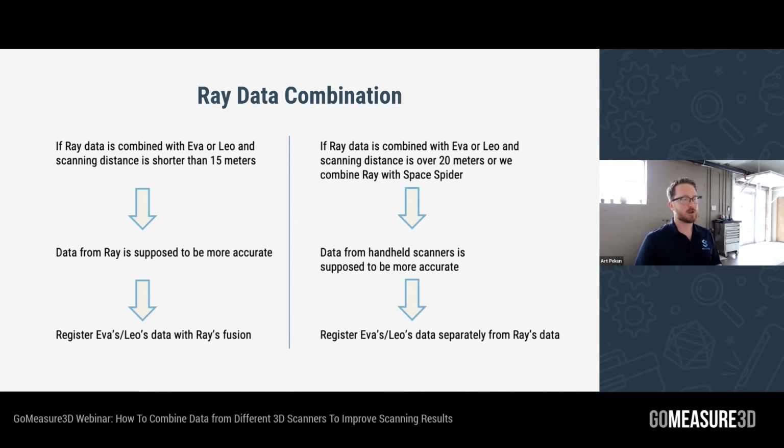Whereas if the scanner, as in the case of this train car, is farther than 20 meters, we assume that the handheld scanner is more accurate. And in this case, also, I was able to walk all the way around it. And so we don't have a lot of data from the Ray. We're going to lock that. We're going to assume that the LEO data is more accurate. We're going to lock it and align everything else to it.